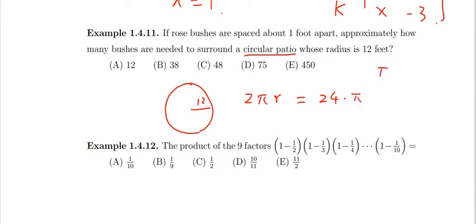Pi is like 3.14, so we just use 3. Multiplying 24 by 3 is 72, or just a little bit larger than 72, right? So 72 is about the answer, and since it's a little bit larger than 72, we should choose this one.